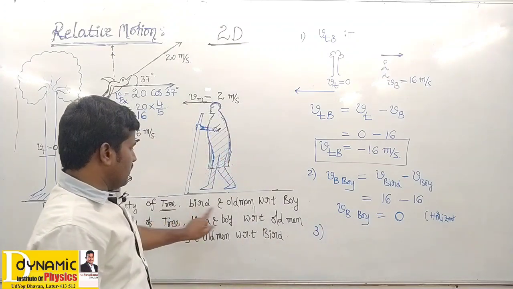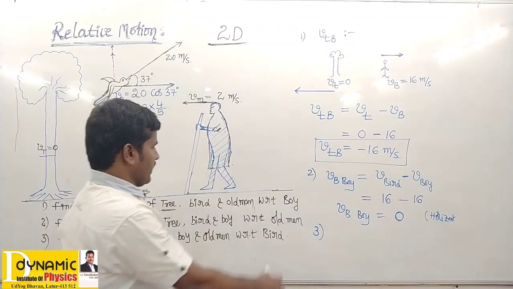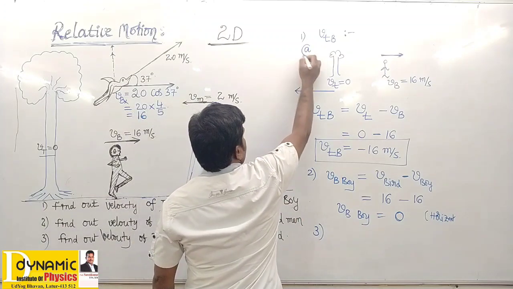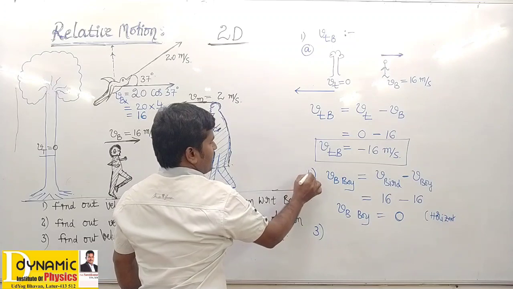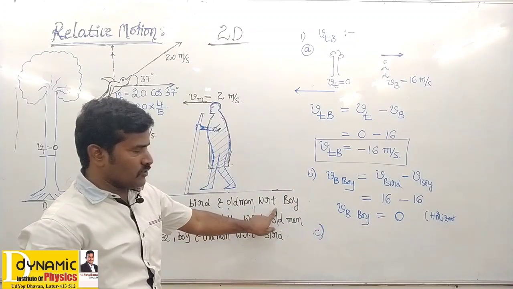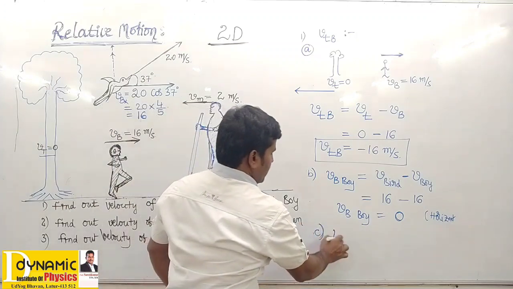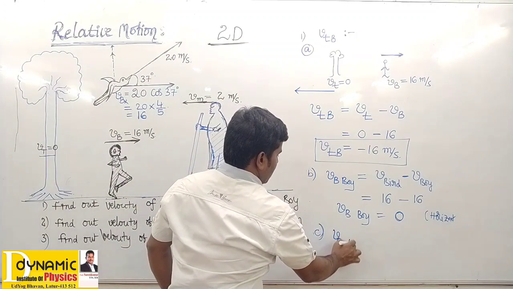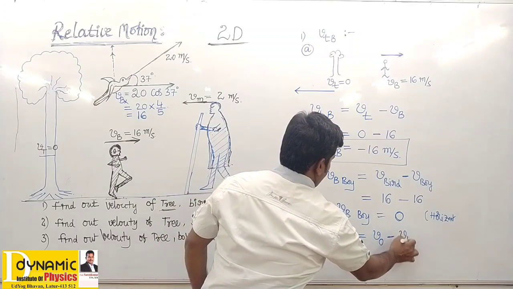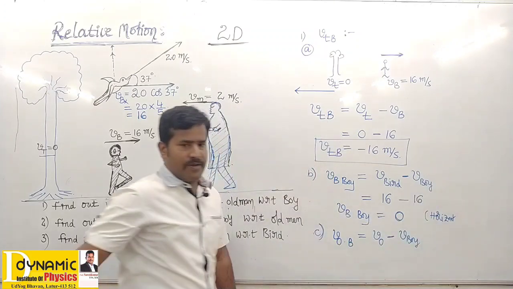And the third one. So this is the first question, with parts A, B and C. Old man with respect to boy. It is written as V old man minus V boy.